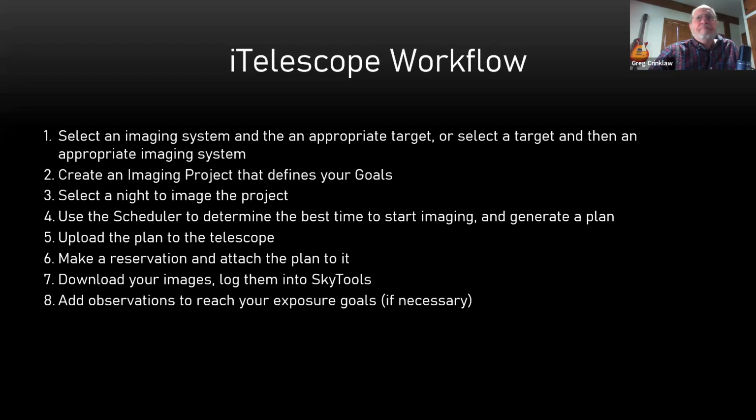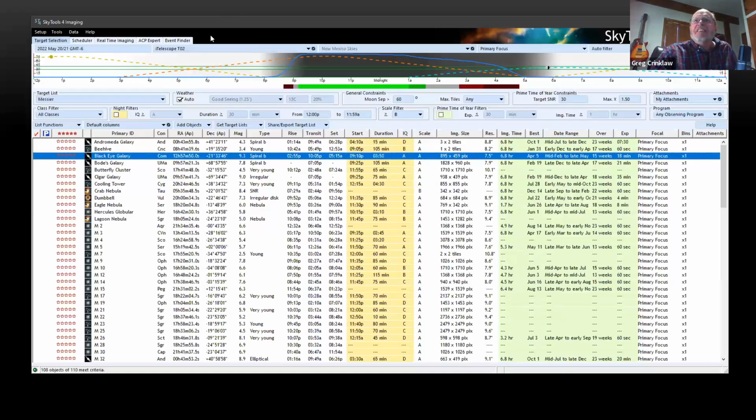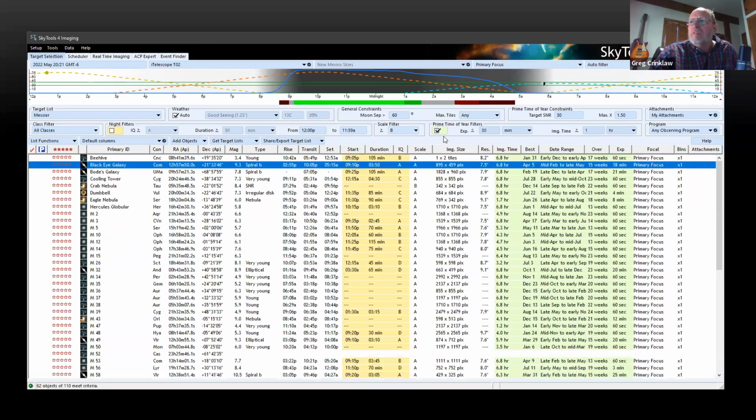Oh, jumped ahead. This is where I'm supposed to go. Okay. So this is SkyTools for imaging, and this is the target selection tool. This is the start of the process. So what I'm going to do is turn on a couple of filters, the filters that filter out objects. This is just the Messier list. Filter out objects that aren't great for this imaging system.